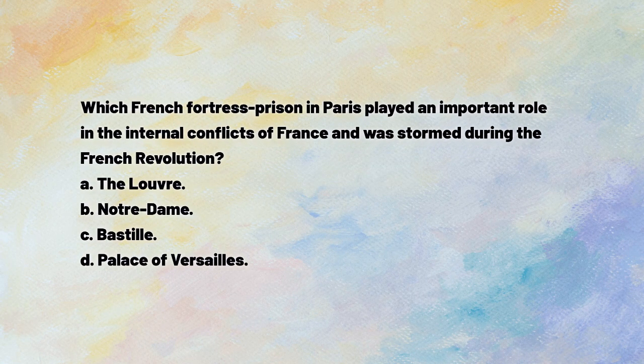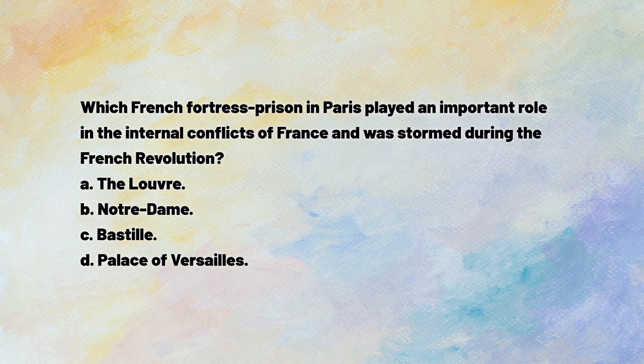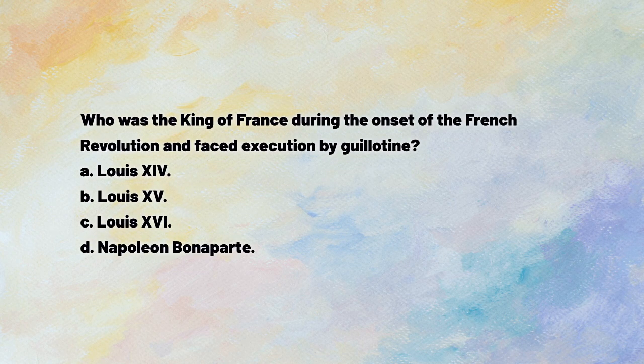Which French fortress prison in Paris played an important role in the internal conflicts of France and was stormed during the French Revolution? A. The Louvre. B. Notre Dame. C. Bastille. D. Palace of Versailles. Answer C. Bastille.